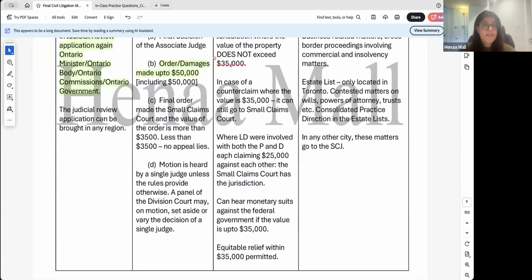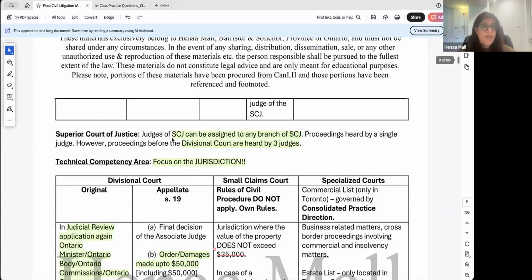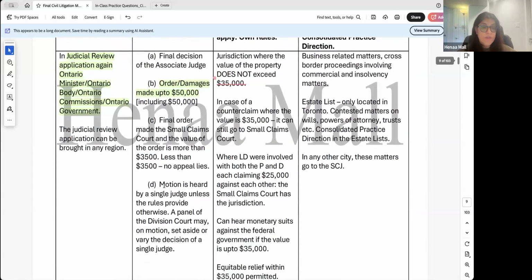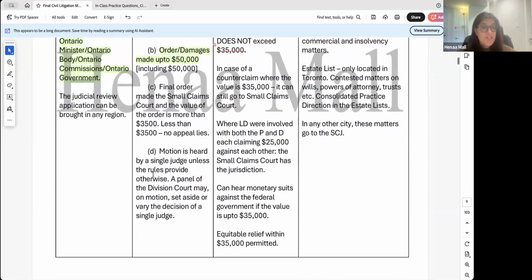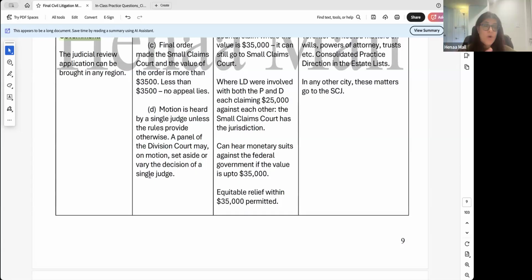So, final order made by small claims court, value of the order is less than $3,500. This has been changed to $5,000 now. No appeal lies. So, if it's a final order made by small claims court of $8,000, it's going to go to divisional court. Motion is heard by a single judge unless the rules prescribe otherwise. A panel of divisional court may, on a motion, set aside or vary the decision that is given by a single judge.